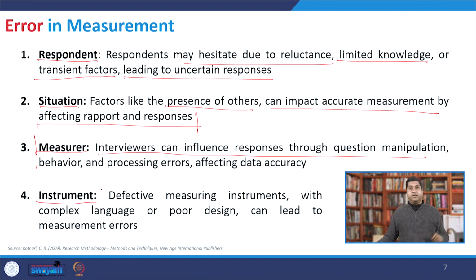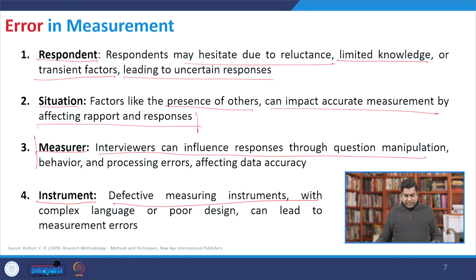Next is the instrument-related error, especially where you are relying on some instrument to record. For example, I would like to measure noise exposure, or PM 2.5 or PM 10 exposure in an urban environment. In such cases there are certain kinds of pollution meters and noise meters available. If there is an issue with the calibration and it is giving some results, and we do not test it, or there are issues in between, that can also be a measurement error which occurs due to the instrument.